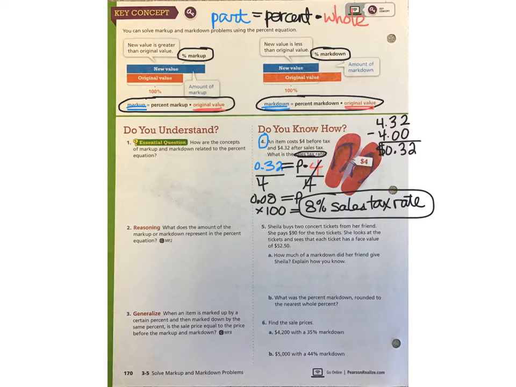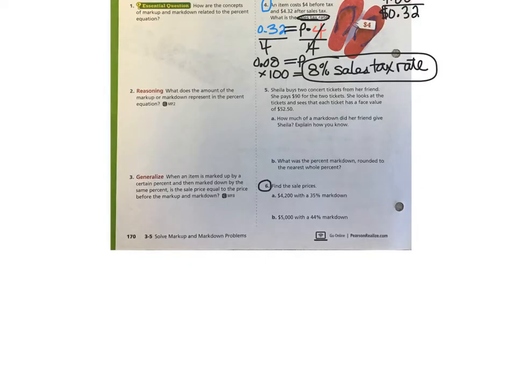Now let's take a look at question number 6. Here we have 2 items and we are asked to find the sale prices. So part A says we have an item that costs $4,200 and it has a 35% markdown. So let's first take this problem and set up our percent equation. So we don't know by how much that is being marked down. So that's going to be our A value, in this case, our amount A of markdown.